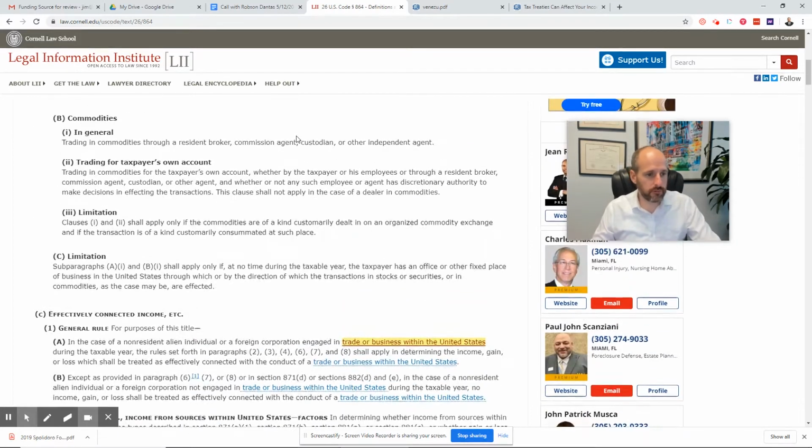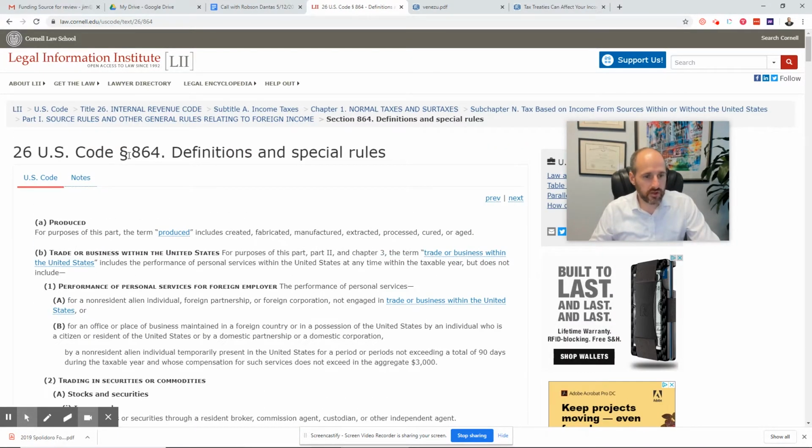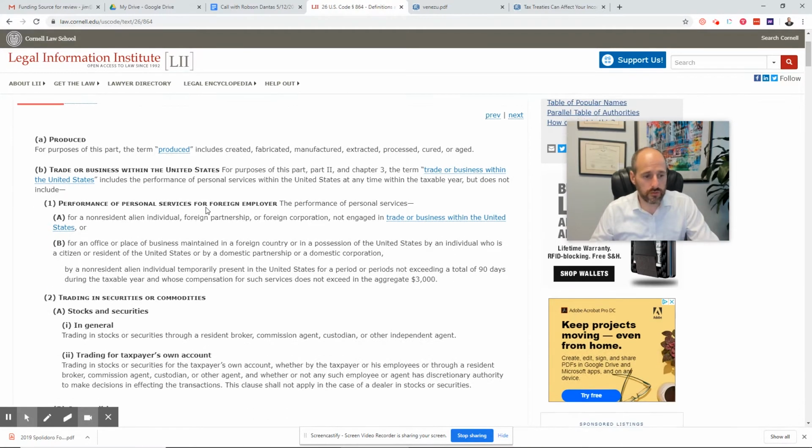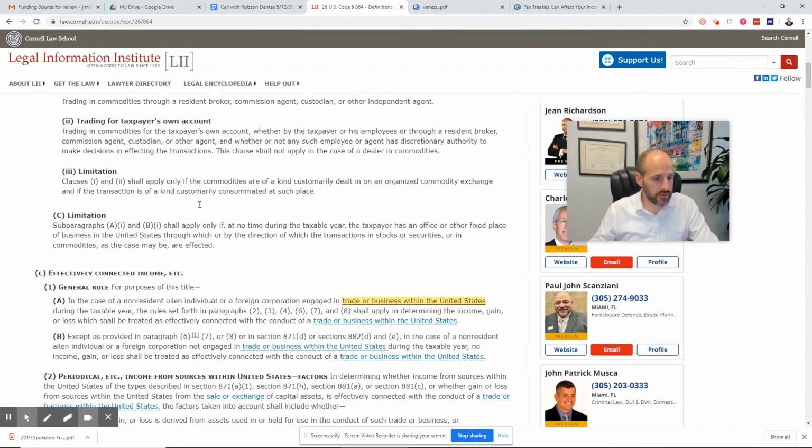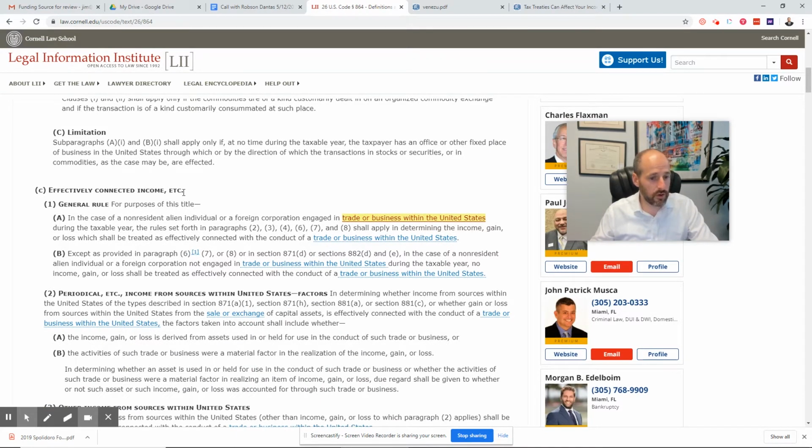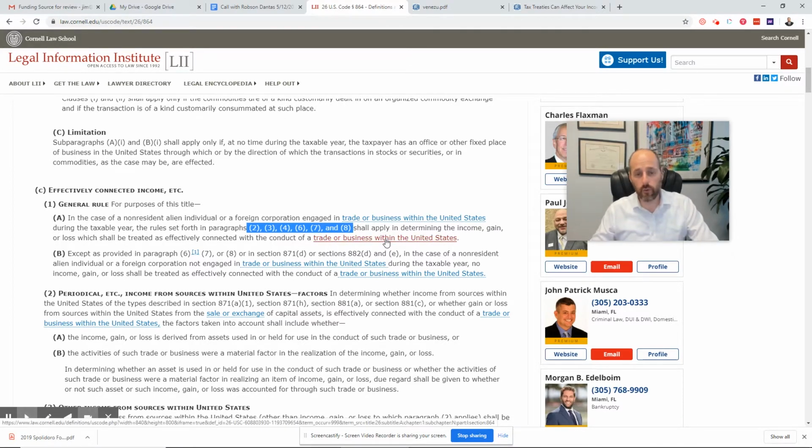So we go over here and we're going to jump into U.S. Code Section 864, definitions and special rules. In this code section, we go down to C, and this goes effectively connected income, etc. General rule for this title: In the case of a non-resident alien individual or foreign corporation engaged in a trade or business in the United States during the taxable year, the rules set forth in the subsequent paragraphs shall apply in determining income, gain, or loss, which shall be treated as effectively connected income with conduct of trade or business in the United States. And if a foreign corporation is doing business in the United States, then they have to pay taxes on their profits that were generated in the United States.